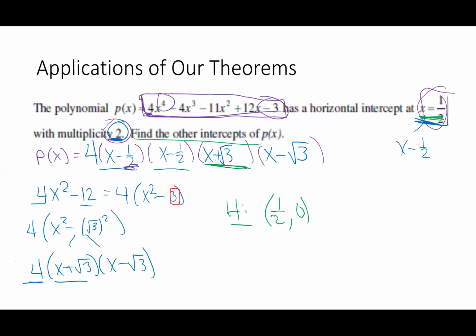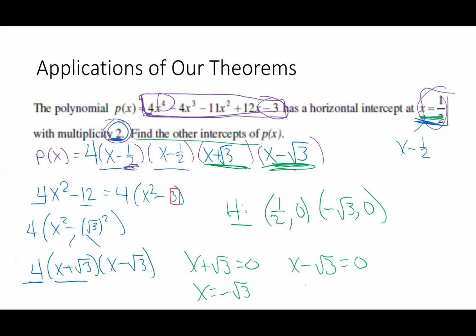So I get x plus the square root of 3 equals 0. If I subtract the square root of 3 from both sides, I get x equals negative the square root of 3. And then I'll do the same thing with this. I set x minus the square root of 3 equal to 0. Add the square root of 3 to both sides, and now I get (square root of 3, 0).